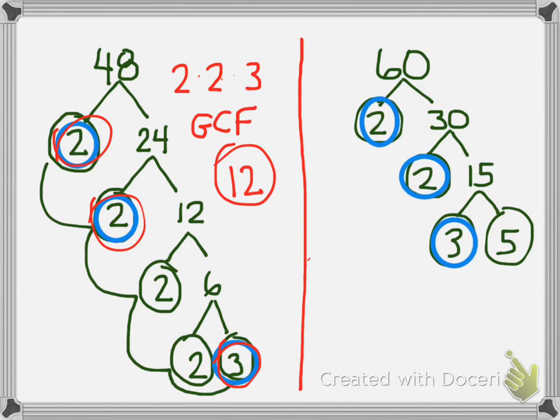And I could find that on the other side as well. 2 times 2, 2 times 2 times 3. 2 times 2 is 4 times 3 is 12. So prime factorization does something for us that the list does not. It keeps us from missing a factor and getting a wrong answer or an incorrect GCF.